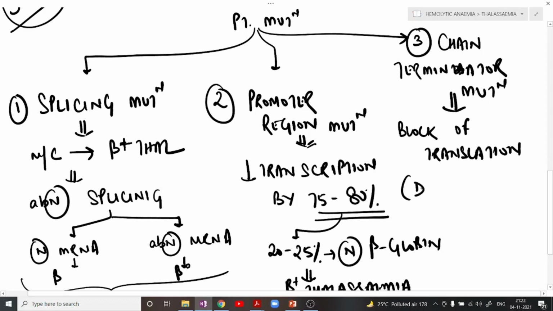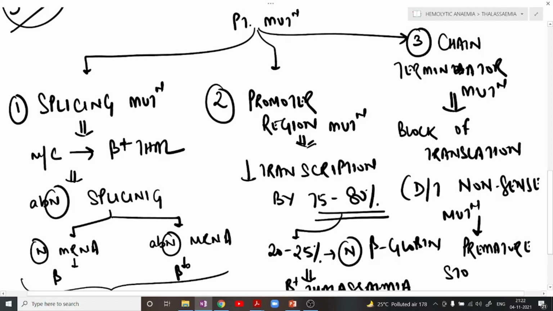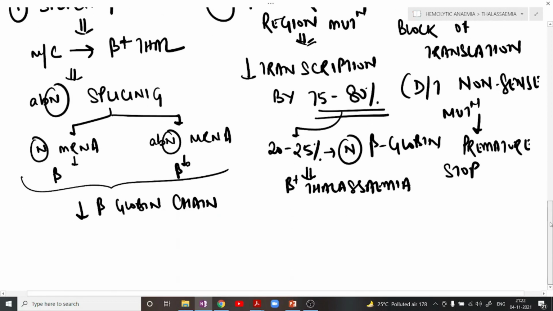Why? Because of a nonsense mutation that is leading to a premature stop codon. So basically the beta globin chain synthesis stopped prematurely. The premature stop codon is encountered, and because of this there is a block in the process of translation. Ultimately this gives rise to beta 0 thalassemia.